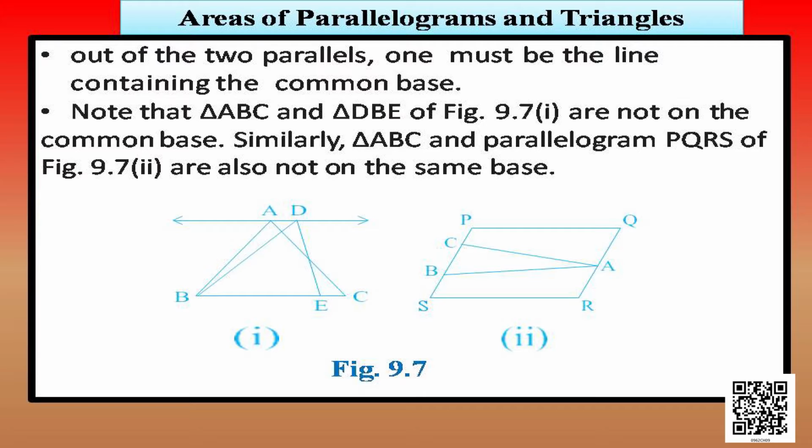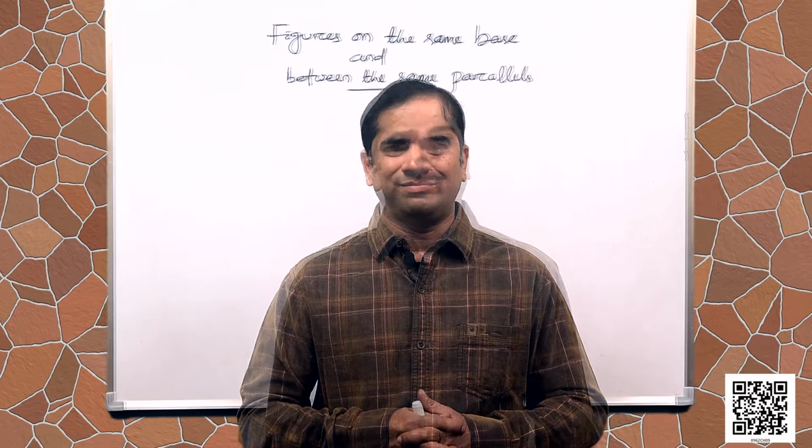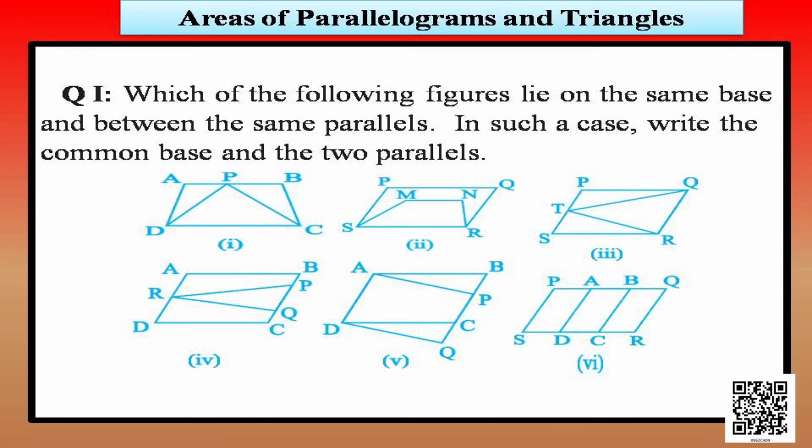Now, let us discuss Exercise 9.1. Okay? So, students, question number 1 says: which of the following figures lie on the same base and between the same parallels? In such a case, write the common base and the two parallels. Okay? So, let us discuss. There are 6 figures given in your book. So, let us go for figure 1. What we can observe is that trapezium ABCD and triangle PCD have a common base CD, and these are lying between the same parallel lines AB and CD. So, this figure, that is figure 1, satisfies the requirement. Let us go for figure 2.